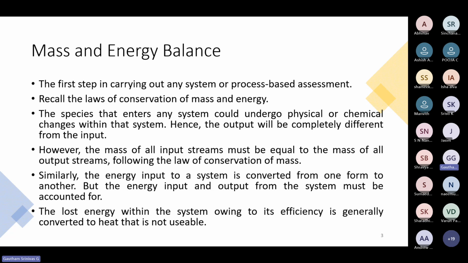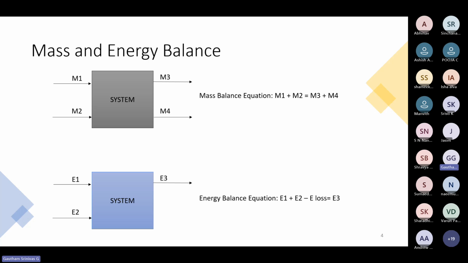If you take a motor, for example, electrical energy is converted into mechanical energy. But some portion of that energy is lost because of friction, and that gets converted into heat in the windings and so on. So this is basically it. You have the system, and you have all these inputs and outputs.